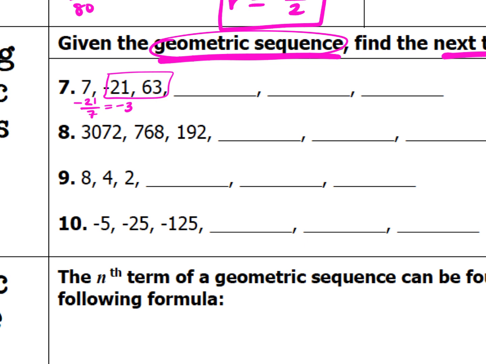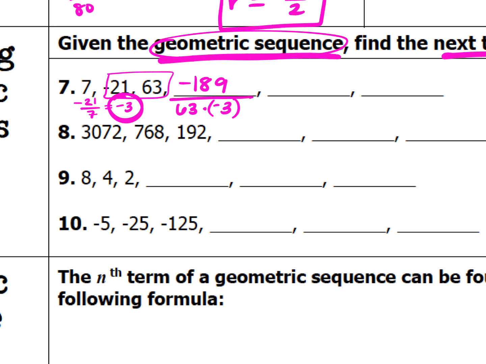Okay, so now here's the question. How do you get to the next term? Multiply by that number. So you are multiplying by whatever number you get here. So you're going to go 63 times negative 3. Okay, plug that into your calculator. And you get a negative 189.